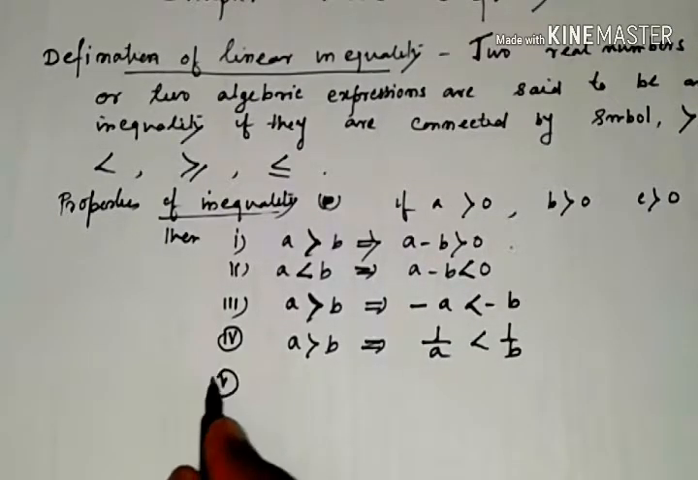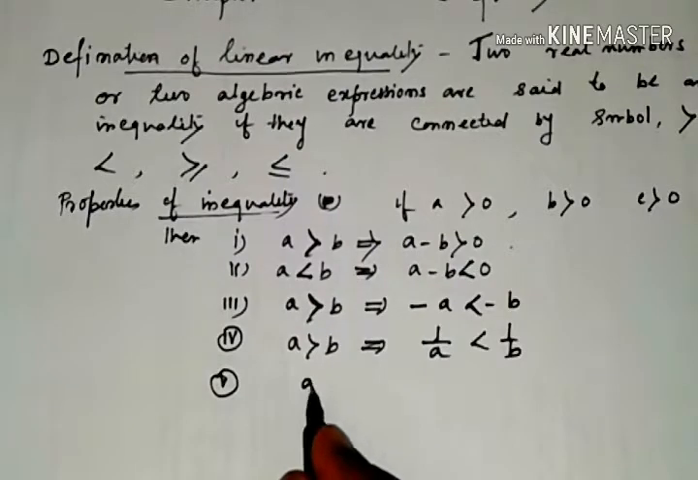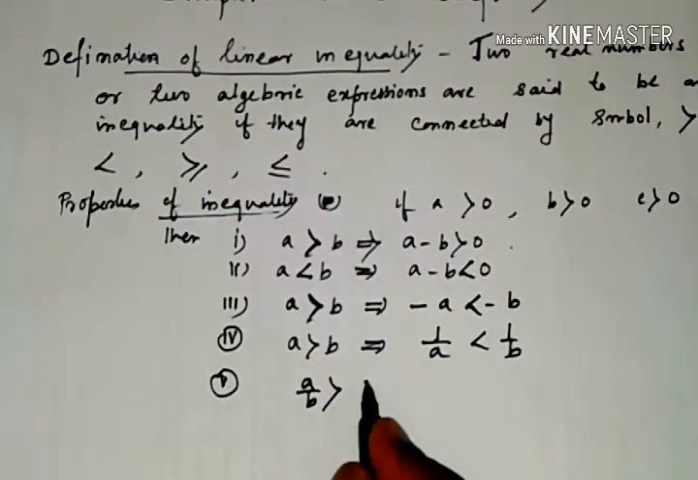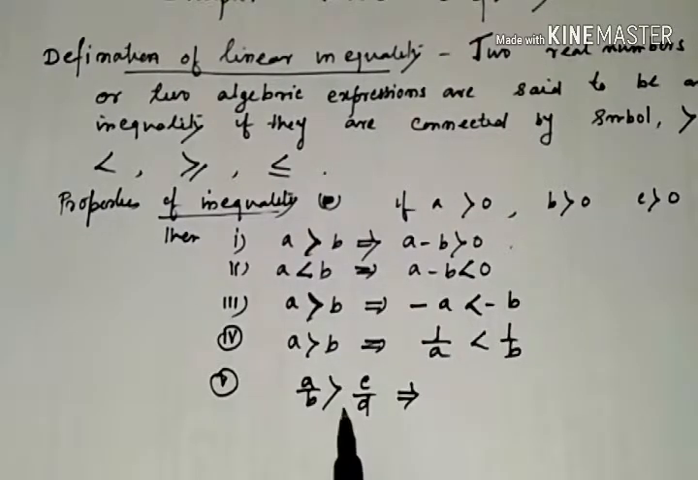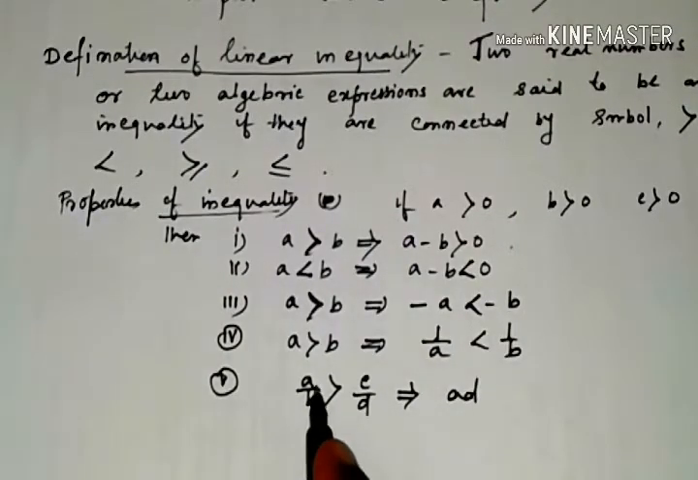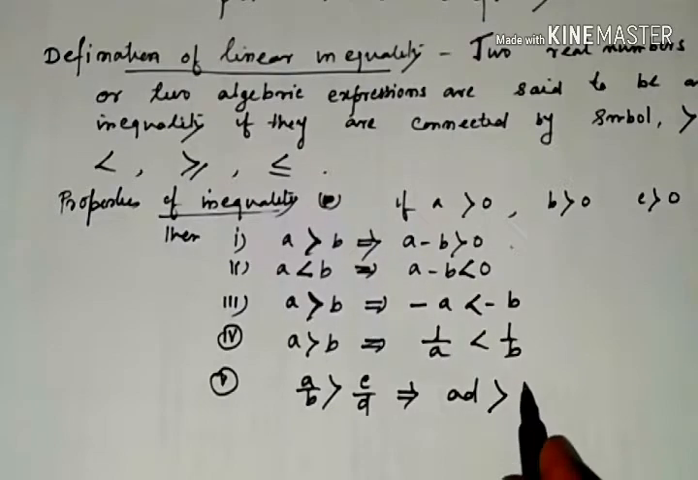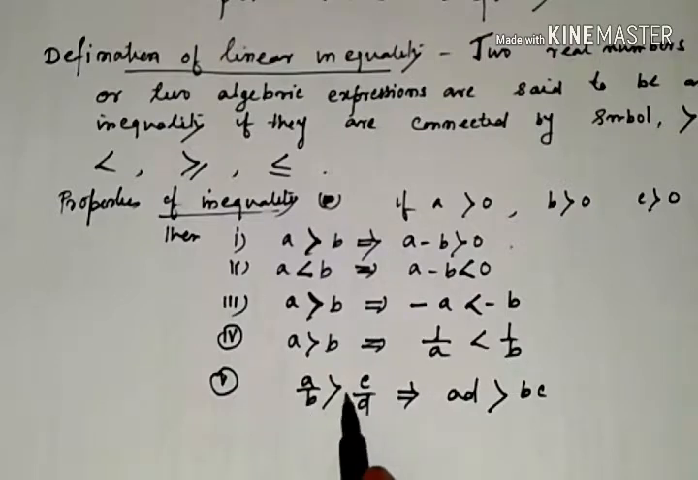Again, one property is if A by B greater than C by D, we can cross multiply, but we have to be careful. If we multiply first AD, then C will remain the same. But if we multiply first BC, then BC less than AD.